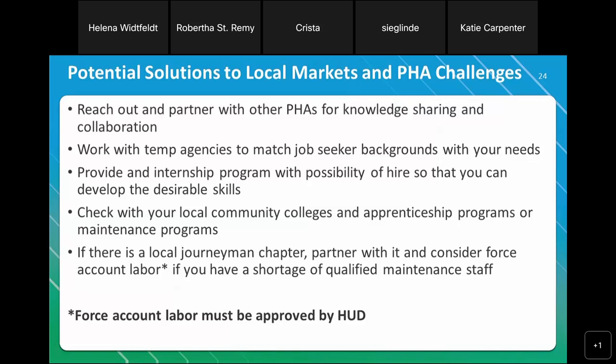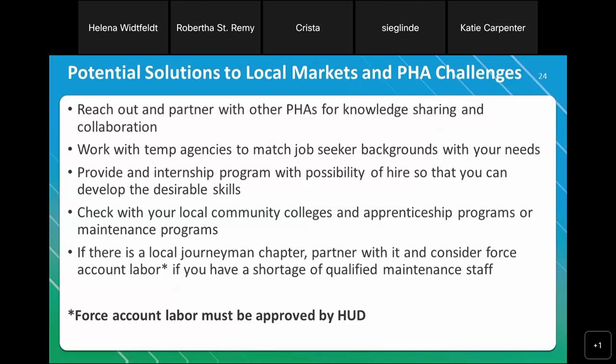Of course, the local journeyman chapter through the unions is always available. Force Account has been around for a long time, is eligible. And through the Force Account labor, the journeyman program, through the union program, you can secure agreements with them and have essentially access to qualified maintenance staff if you experience a shortage. Instead of contracting it out to a licensed contractor, you may be able to lessen the blow on the cost by going that route, if that's available for your area.